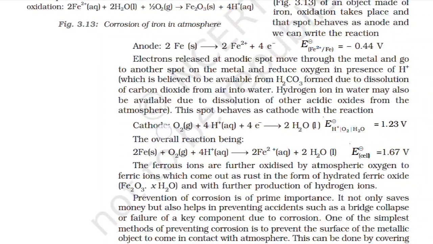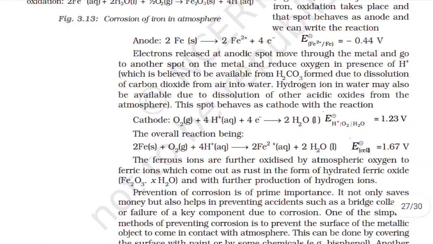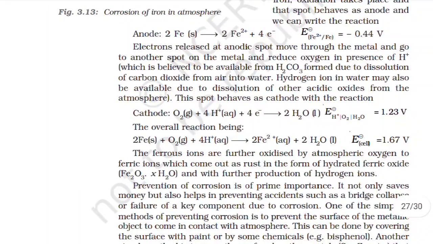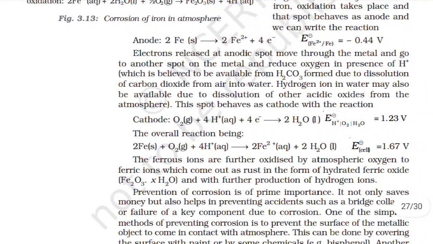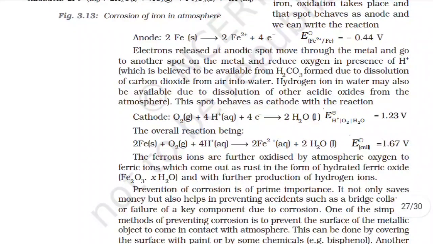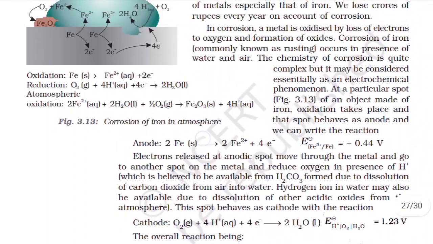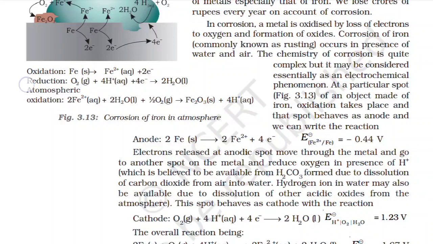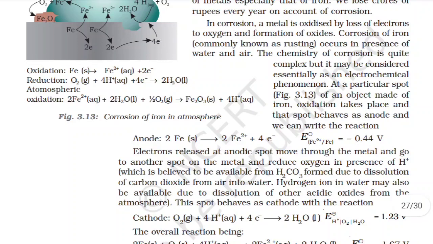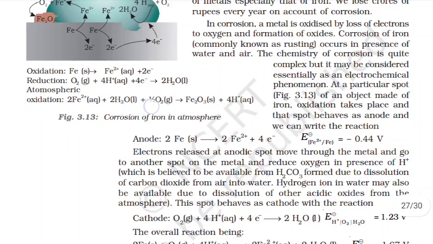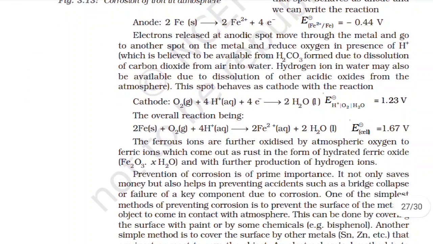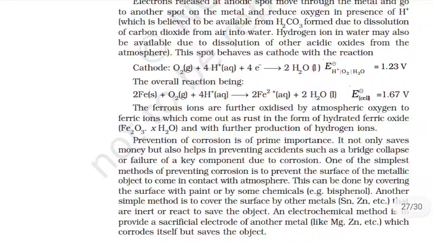So the EMF of the cell, we can take E cathode minus E anode, means 1.23 minus (minus 0.44), you will get 1.67. As the E naught value is positive, this reaction is feasible. Overall, oxidation is going on here, reduction is going on here, and atmospheric oxidation; the overall reaction is this. So totally all explanations are given.